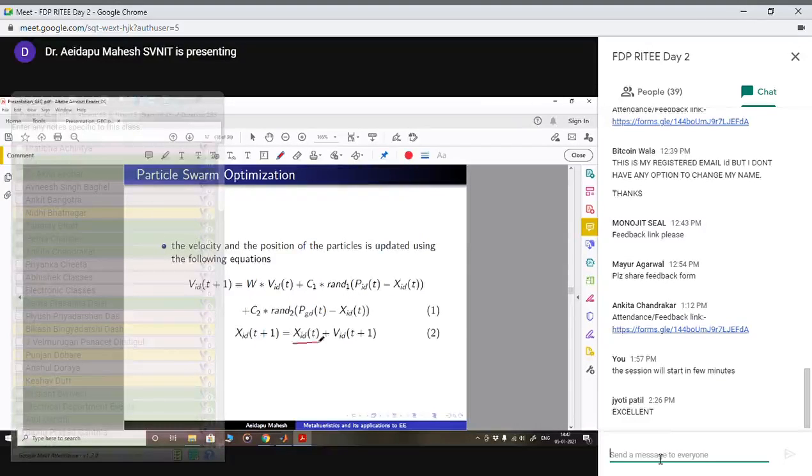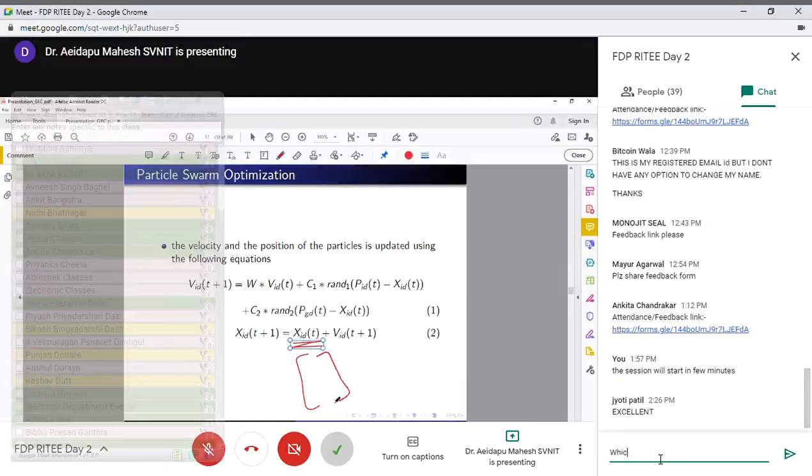So this is the present position. In the first iteration, we define this randomly. Let us say I have 50 particles. So all 50 positions I have defined randomly.